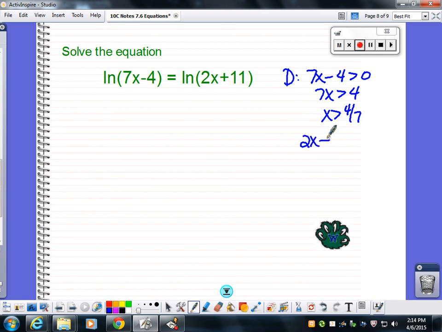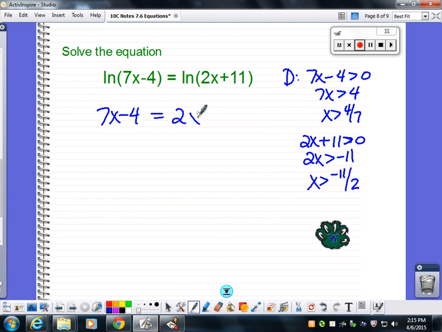Also, 2x plus 11 has to be greater than 0. So 2x has to be greater than negative 11, so x has to be greater than negative 11/2. It has to meet both of those conditions. Actually, this one's really easy, because if they both are natural log, what's inside the parentheses must be equal to each other. So we simply have to set 7x minus 4 equal to 2x plus 11 and solve for x.